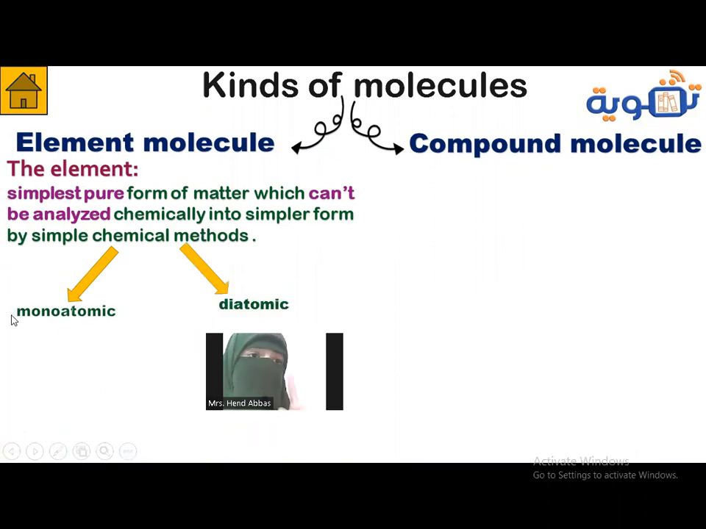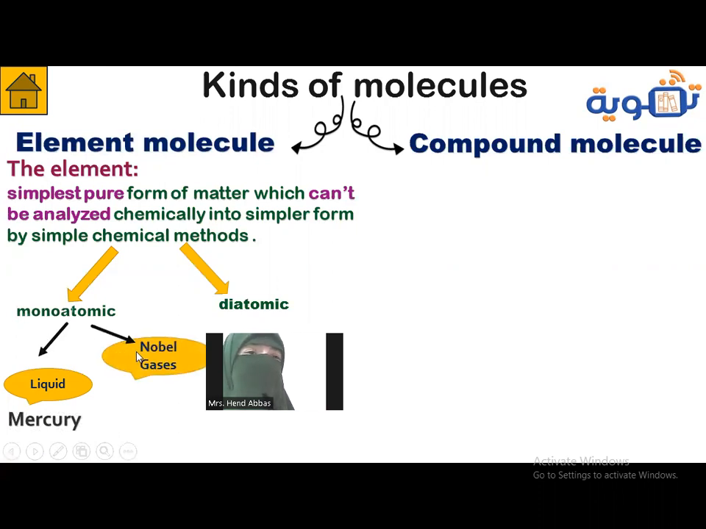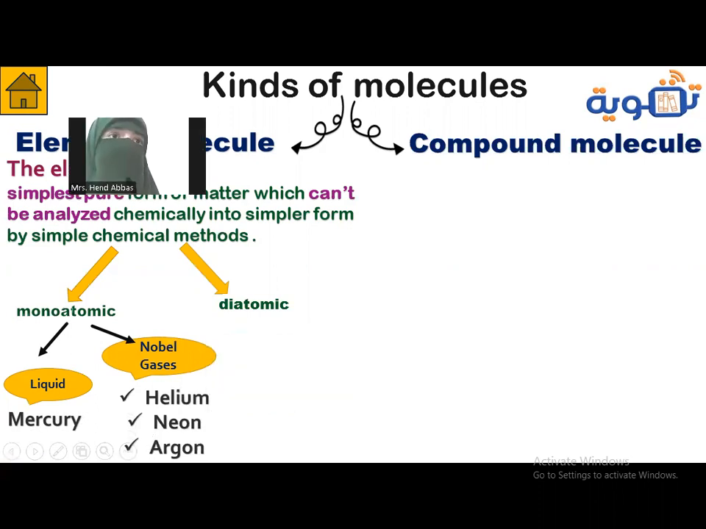Monoatomic, so mono means one, so the molecule consists of only one atom. If it is in the liquid state, we have only one example, which is mercury. If it is in the gas state, we talk about the noble gases: helium, neon, argon, krypton, xenon, radon. All of the noble gases, their molecules consist of one atom. Each molecule consists of one atom.